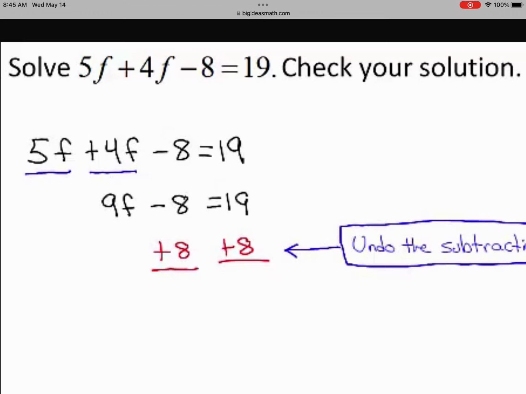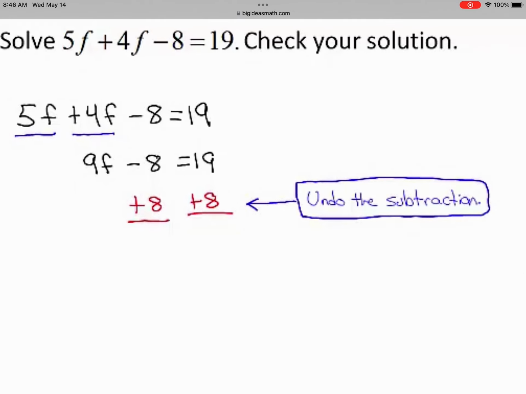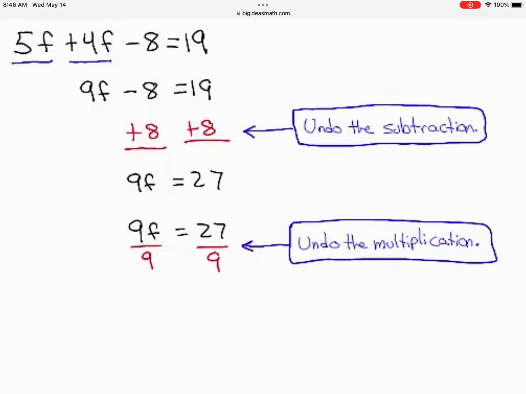Next, undo the subtraction by adding 8 to each side of the equation. Because negative 8 plus 8 equals 0 and 19 plus 8 equals 27, 9f equals 27. Next, undo the multiplication by dividing each side of the equation by 9. 9f divided by 9 equals 27 divided by 9. Because 9 divided by 9 is 1 and 27 divided by 9 is 3, f equals 3.